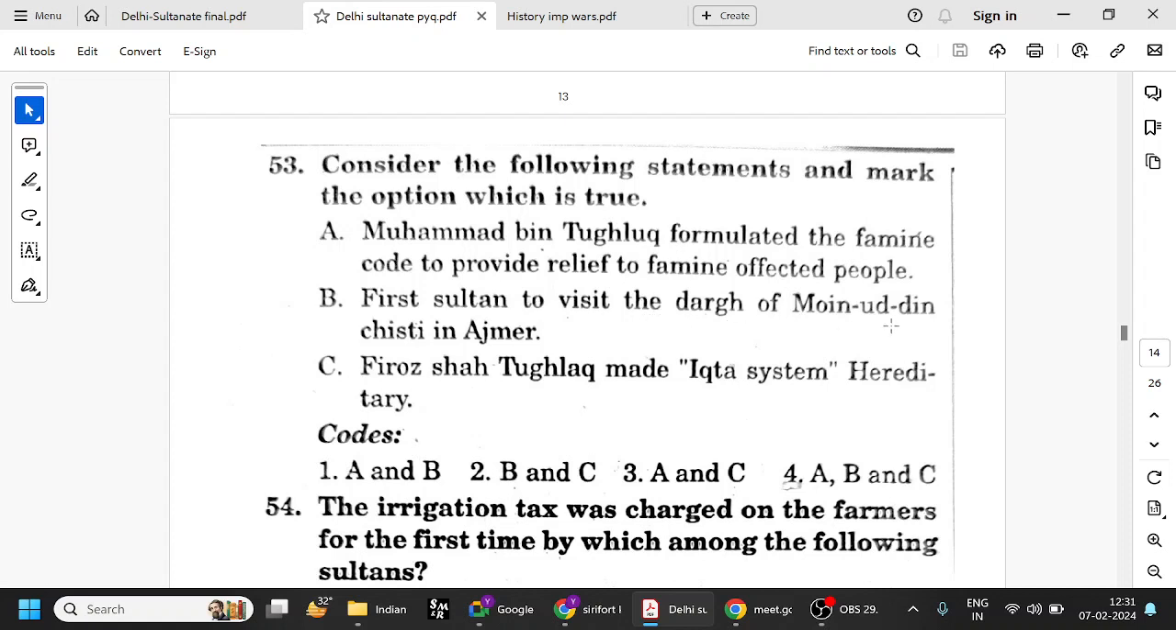First Sultan to visit the Dargah of Moinuddin Chishti in Ajmer. Yes, this is the very famous Dargah of Moinuddin Chishti in Ajmer. Even today, a lot of tourists go there. A lot of Bollywood movie stars also go regularly. Okay, so it's very important.